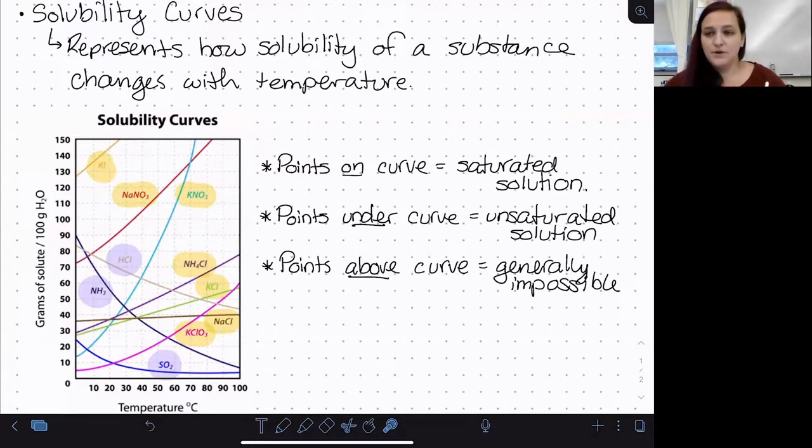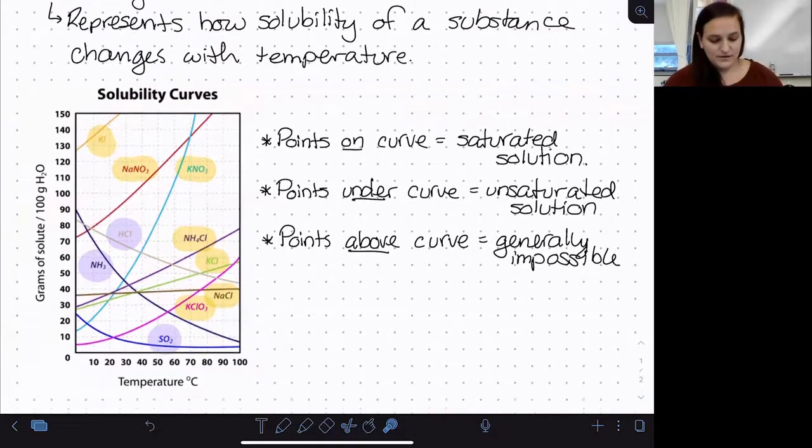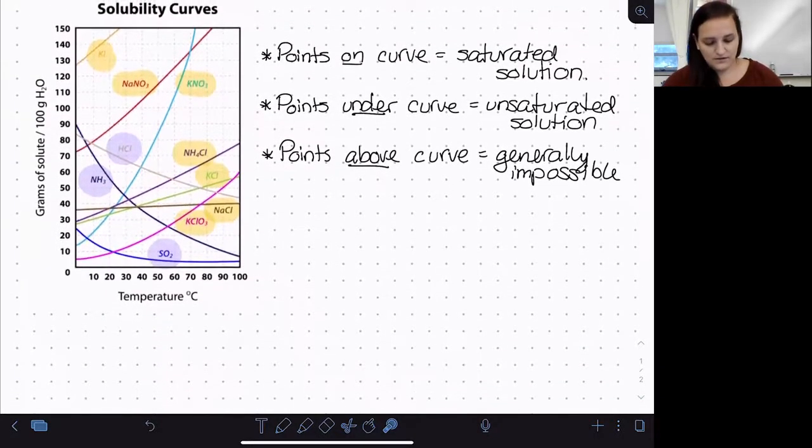So these types of curves are really useful in helping you determine how to make a saturated solution if that's something you want. What is the maximum? Or can I create a solution that's as concentrated as I want? Or is it impossible? Am I trying to dissolve too much stuff? So keeping in mind that the y-axis here is grams of solute per 100 grams of water always.